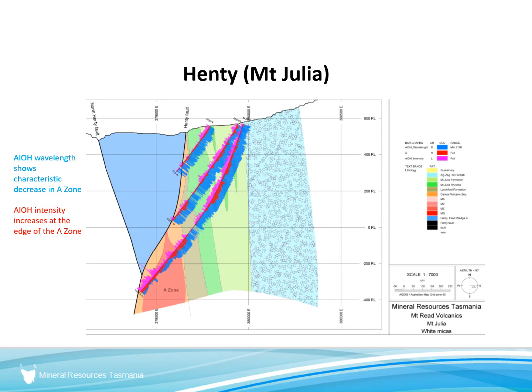Here's Henty looking now at the composition of the white mica. So that composition is shown in blue, and for 3 drill holes into the Henty deposit down here at Mount Julia, we can see the wavelength of the white mica is fairly constant, and then it wobbles around a bit, and it takes a big dive as we go into the alteration zone. And the intensity of the white mica in the pink is variable, but it can be increased at the edge of the most altered material as well. So this is characteristic of many VMS and other deposits, that the white mica composition changes. In this case, it's going down as you go into the deposit or into the more intense alteration. At Hellyer, it goes the other way around, and you get more phengitic white mica as you approach the ore.